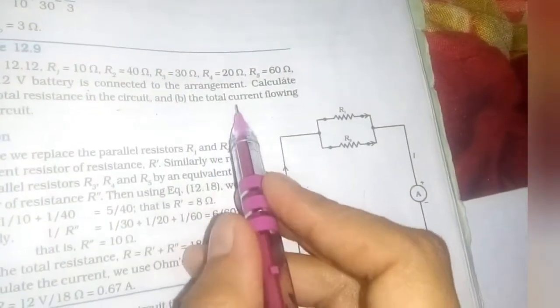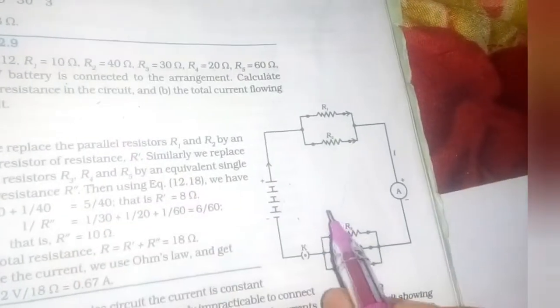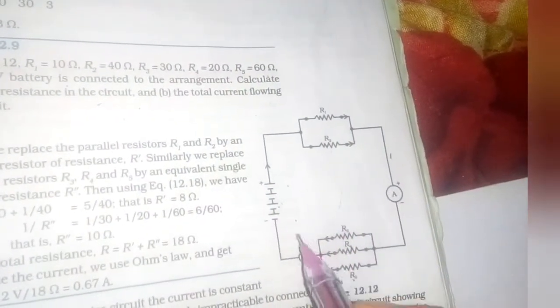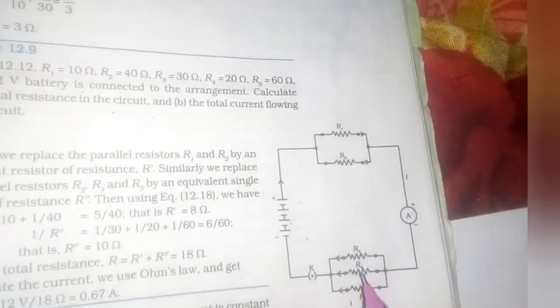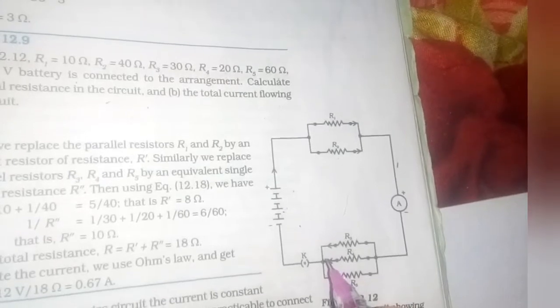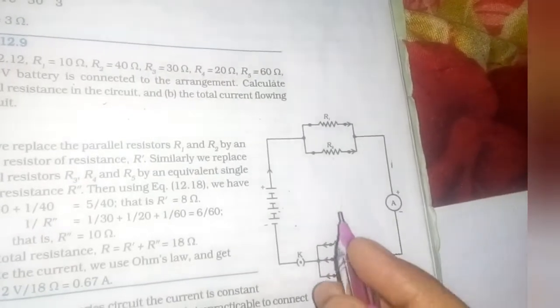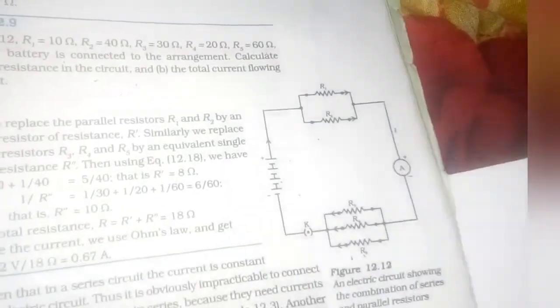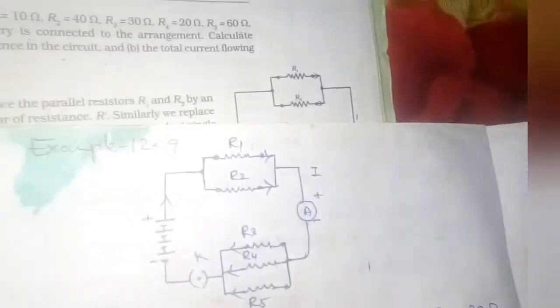Second, the total current flowing in the circuit. Using the 12 volt battery and the total resistance, you have to find out the total current according to the Ohm's law formula, that is I equal V by R. Based on that formula you have to find out the total current in the circuit. Let us find the solution of this, example 12.9.